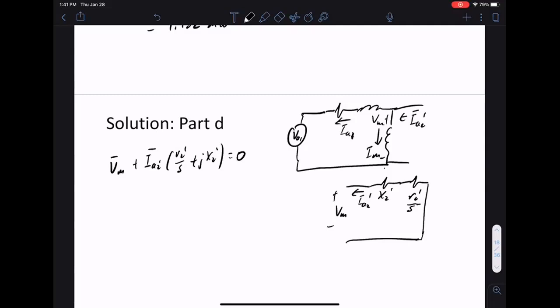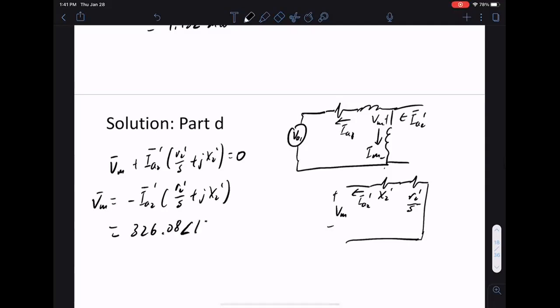So you can rearrange this. So we get Vm as minus IA2 prime, R2 over S plus JX2 prime. And plugging the numbers again, what we get is 326.08 angle 17.6 degrees. Right, so this is Vm. Any questions about this Vm computation? Why is Vm equal to IA2 prime multiplied by this number?